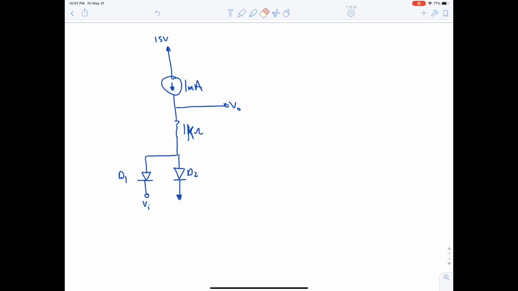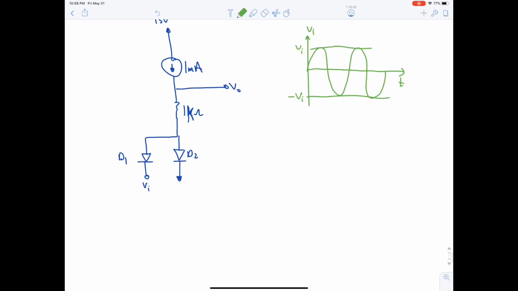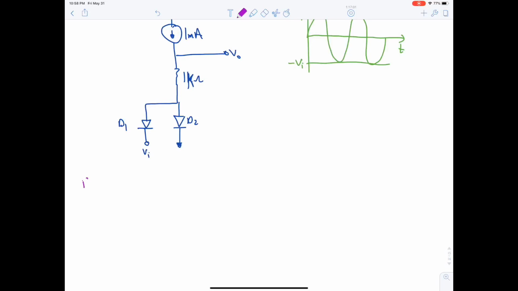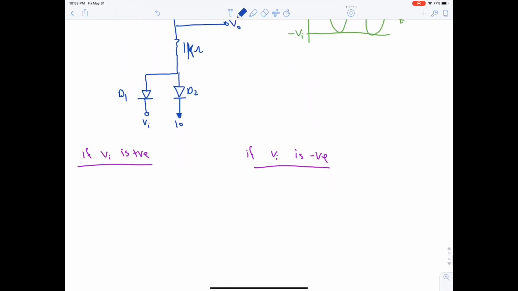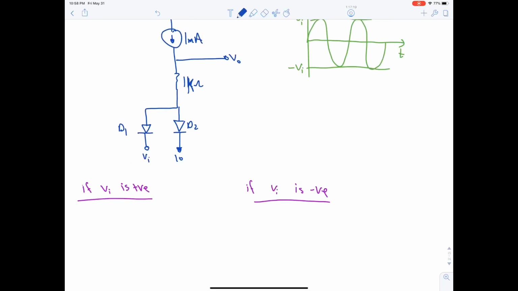Now, how do we start? We start by drawing the reference. Then we say if VI is positive, if VI is negative. Okay, let's put a value here, 10, so it becomes more tricky. Actually, this question is a bit tricky. We need to think of it, so be careful.